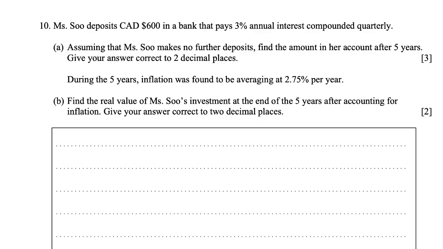Question 10. Miss So deposits 600 Canadian dollars in a bank that pays 3% annual interest compounded quarterly. Assuming that Miss So makes no further deposits, find the amount in her account after 5 years. Give your answer correct to 2 decimal places. B. During the 5 years, inflation was found to be averaging 2.75% per year. Find the real value of Miss So's investment at the end of the 5 years after accounting for inflation. Give your answer correct to 2 decimal places.